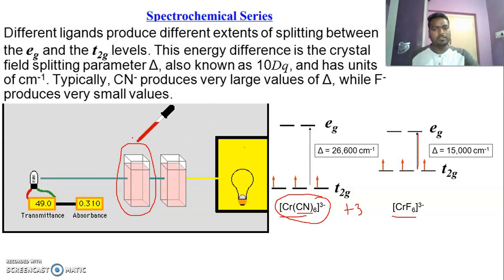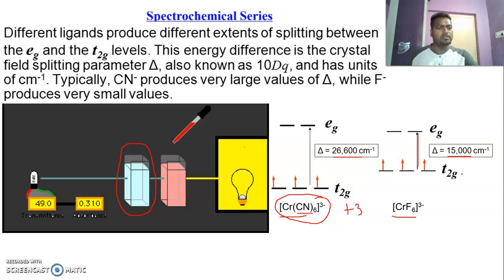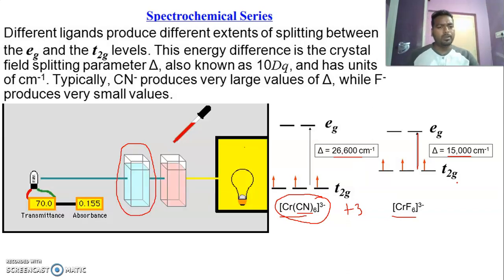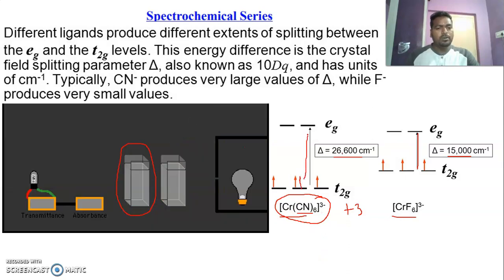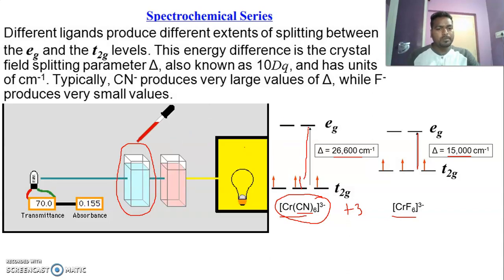We pass the light. Suppose it is a strong ligand, what happens? It is going to absorb more energy. If it is a weak ligand, it is going to absorb less energy. See here, it is going to absorb an energy of 26,600 centimeter inverse, but here it is going to absorb an energy of 15,000 centimeter inverse. Why? Because you know the concept: if we pass energy to the substance, it is going to absorb the energy. At that moment, the electron present in the ground state will go to the higher energy state, the split d energy levels, T2g and Eg. So it goes to the Eg level.